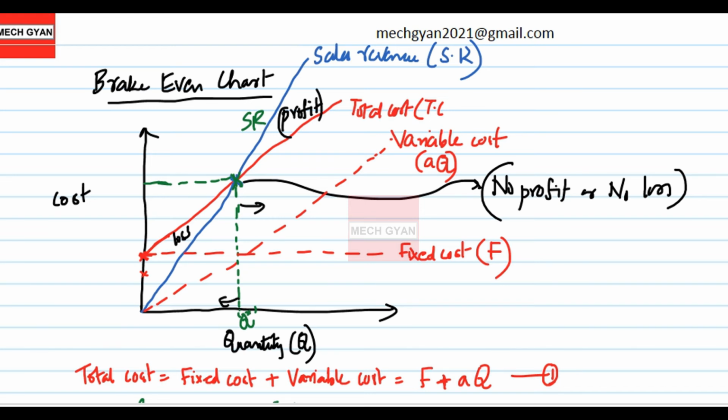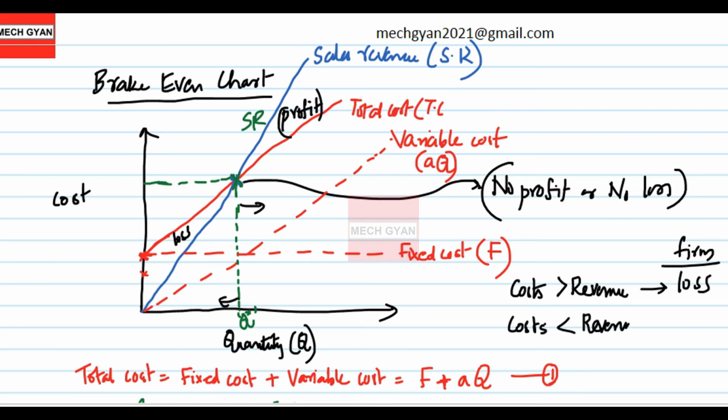Or in other words, when cost is greater than the revenue, cost is more, so the company or firm is in loss. When costs are less than the revenue, or when the revenue is more, we can say that the company has made profit.